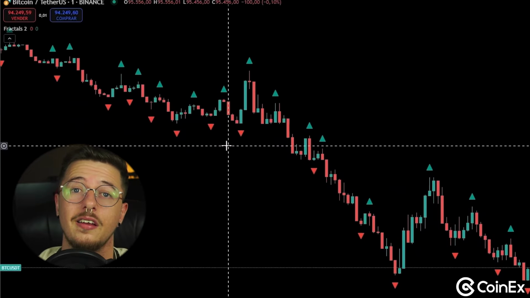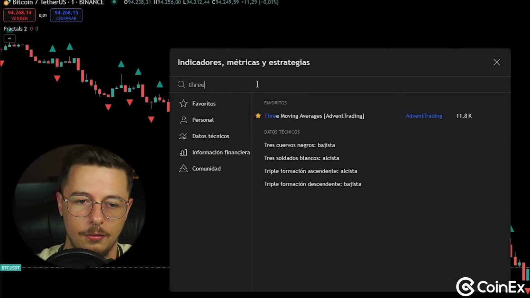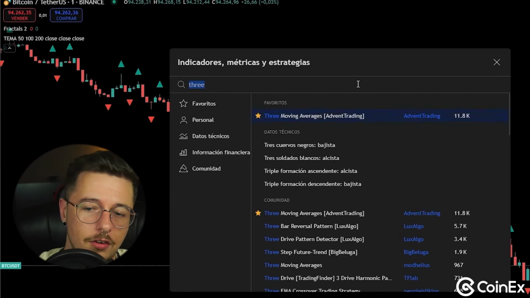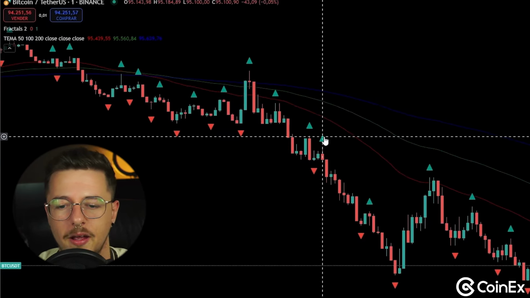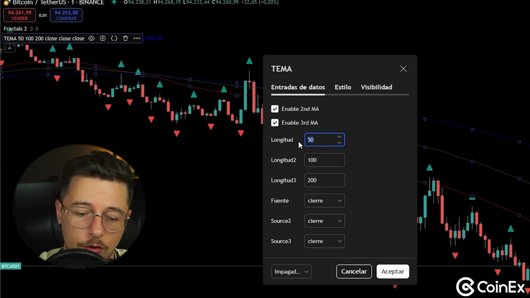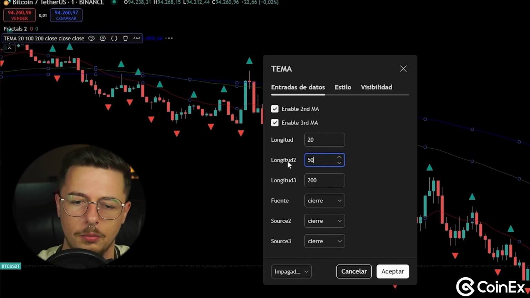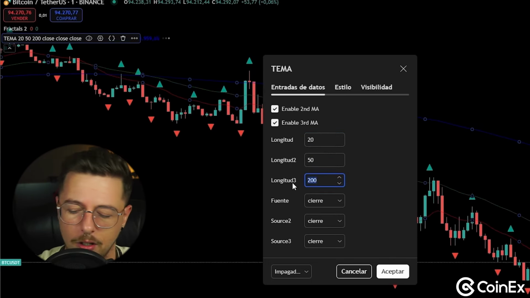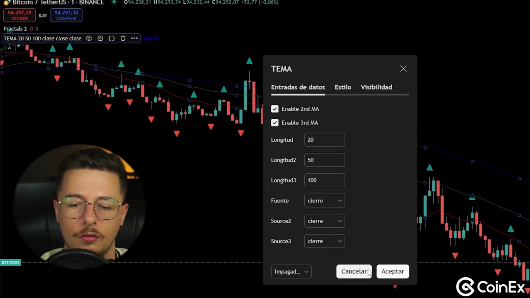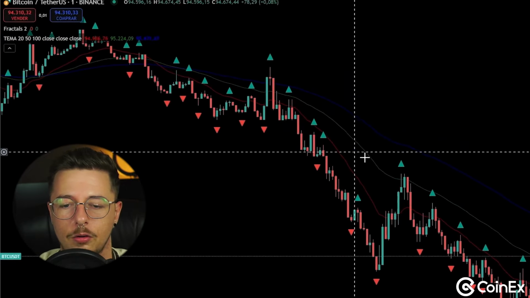The next thing we're going to need is the 3 moving average. So we can go to indicators and write 3, and we'll see here the 3 Moving Average from Advent Trading. So let's click on this. And once we've got these displayed on the chart, we're going to come to the settings, and the first EMA, we're going to use it as a 20 EMA. The second one, we're going to up it to 50. And the third one, we're going to use as a 100 EMA. Okay, so now we've got the 3 EMAs. We just have to click on, and now we can see how it's spread completely out.